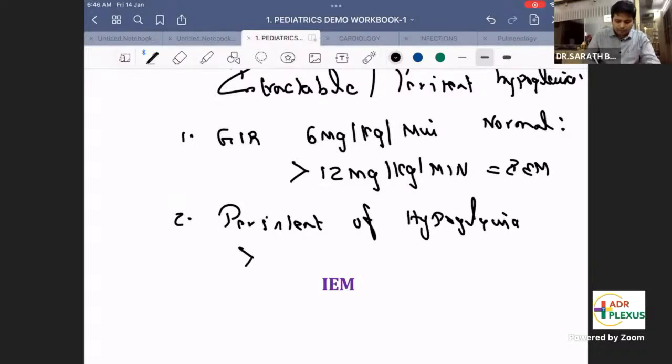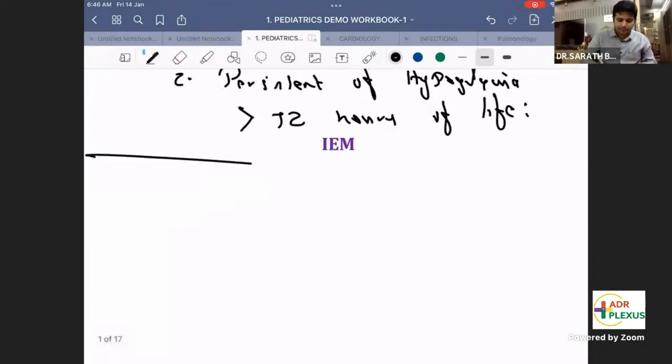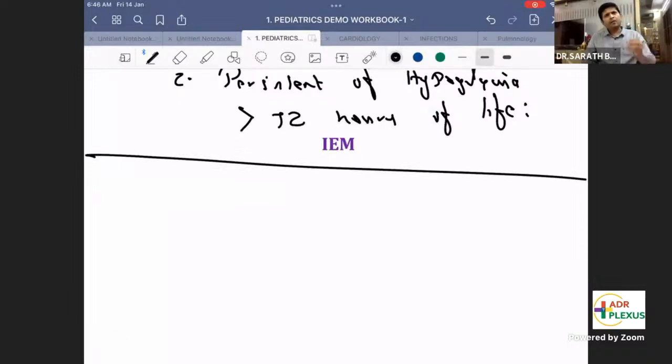Persistence of hypoglycemia beyond 72 hours of life. In these instances, you need to worry about a cause like an inborn error of metabolism. Persistent hypoglycemia. Second point.